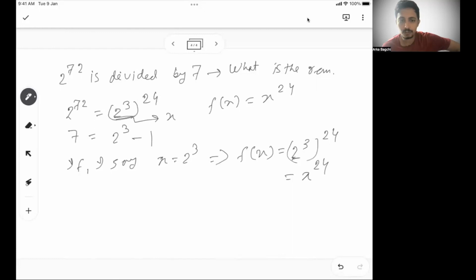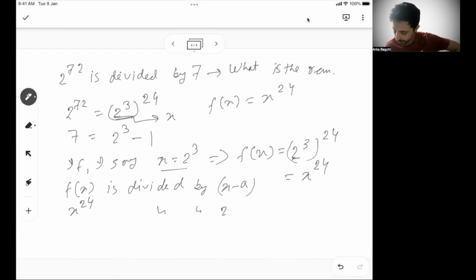If my f(x) is x to the power 24, and x is 2 cube, then f(x) is divided by x minus a. So what is f(x)? f(x) is x to the power 24 divided by x minus a. Okay. Now what is my a? In this case, my a is equal to 1.